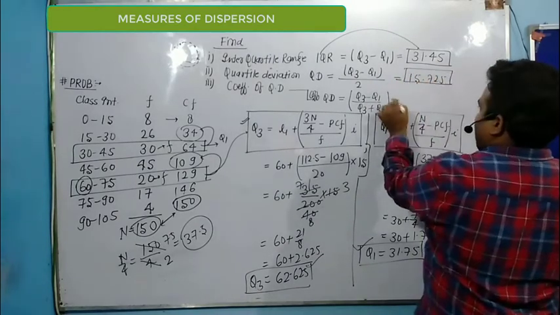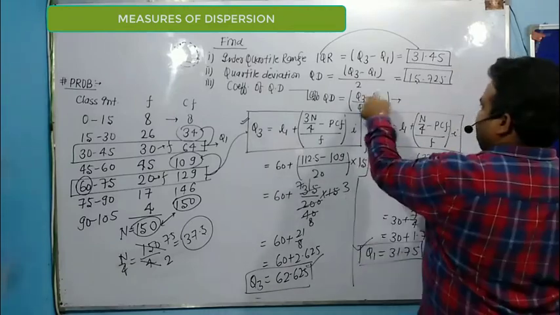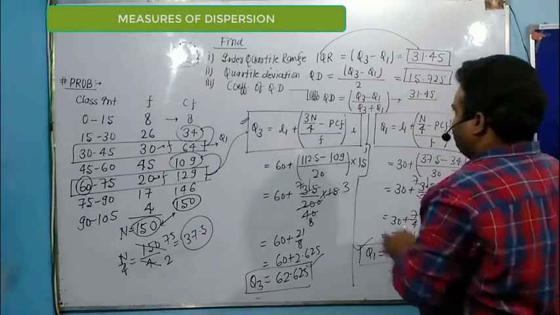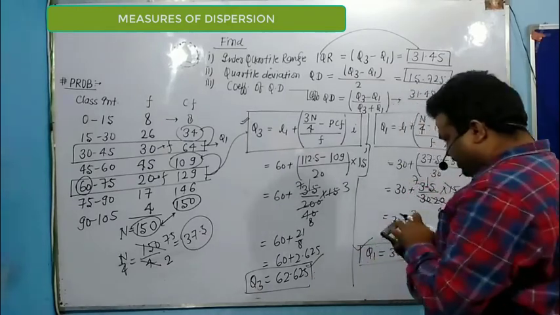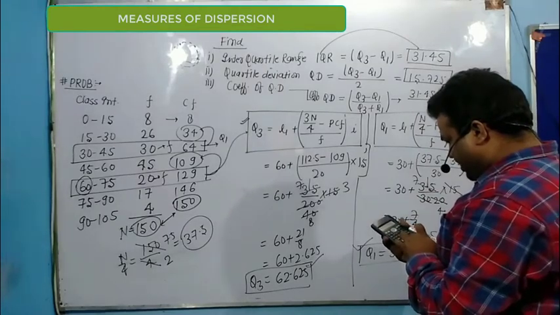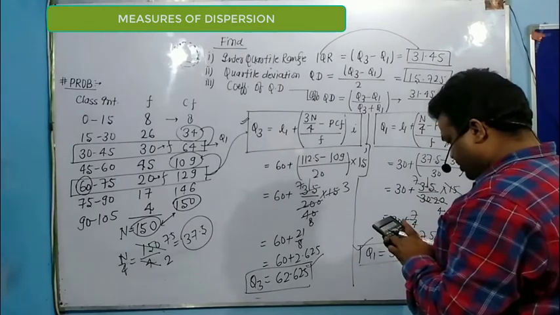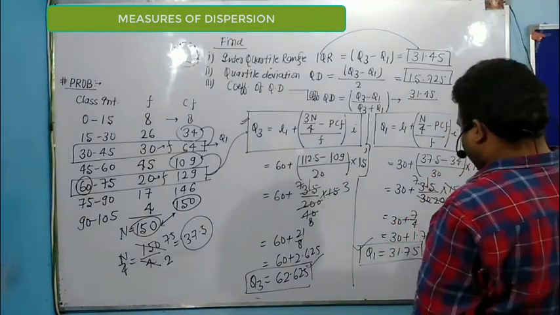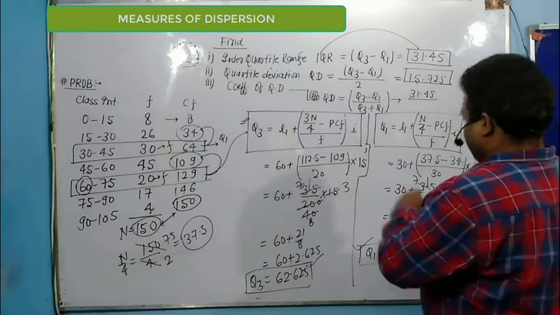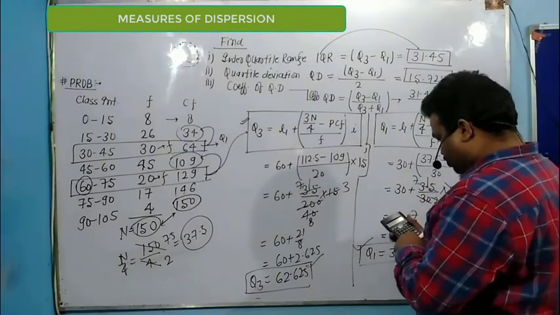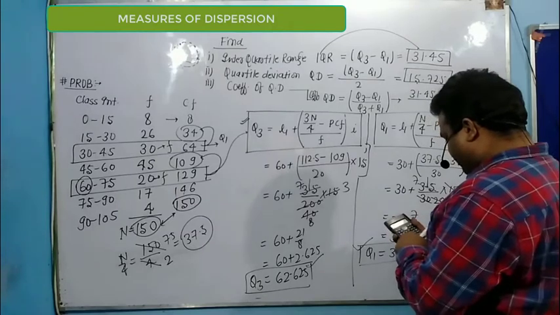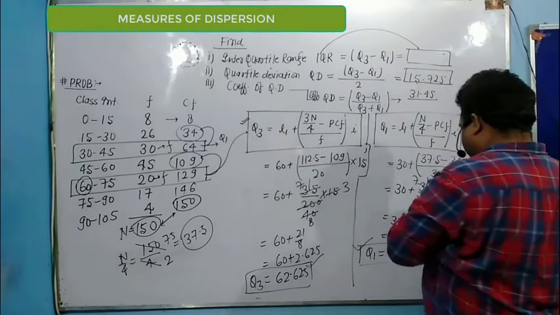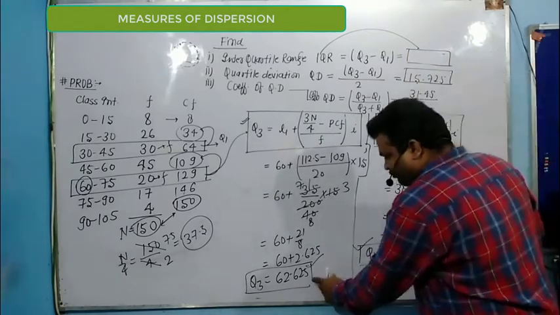And what is the coefficient of quartile deviation? This difference you already know, 31.45 divided by Q3 plus Q1. Q3 plus Q1 is the value, once you calculate by the calculator, you will get this is 31.75. Sorry. So what is the value of 62.625 minus 31.75? Okay. So now you know the value of Q3 and Q1.